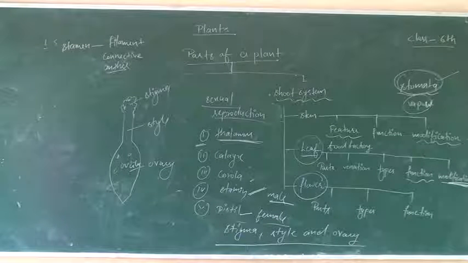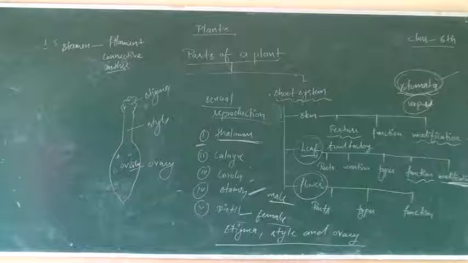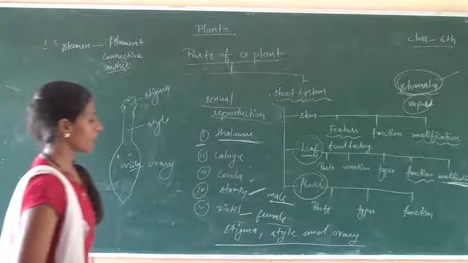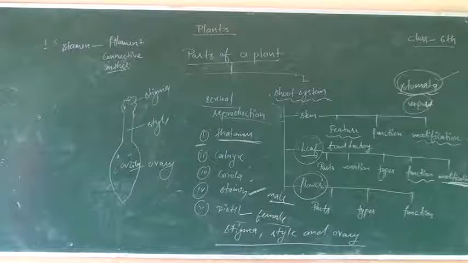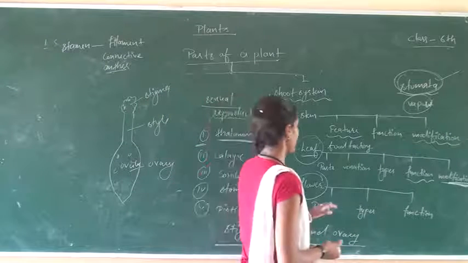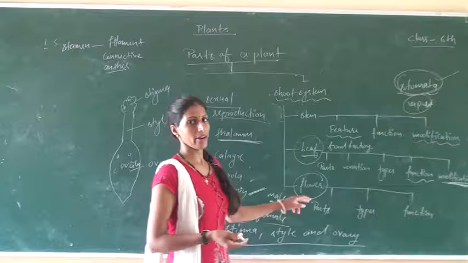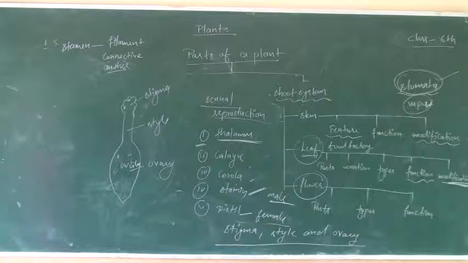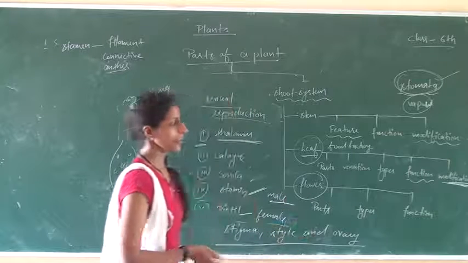After that, what are the types of flowers? Mainly there are two types of flowers: complete flowers and incomplete flowers. Complete flowers are those that contain all four whorls, with no missing whorl, for example China rose, mustard, rose, etc. An incomplete flower is one in which one or more parts are missing, for example in wheat, grass, pumpkin and watermelon plants.